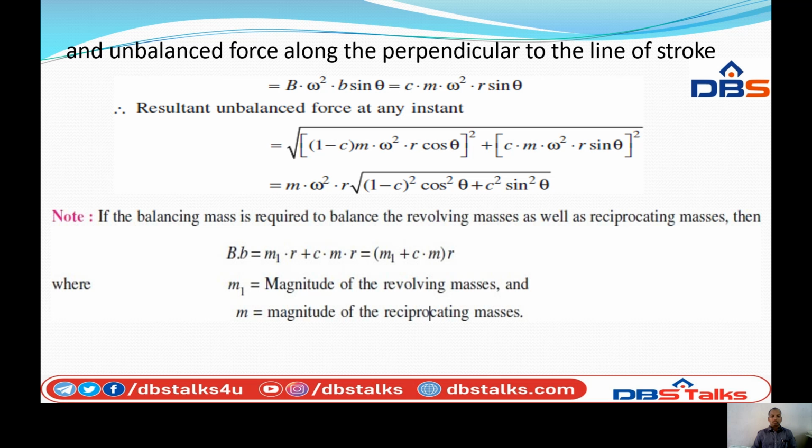If the balancing mass is required, then for the revolving masses as well as the reciprocating masses, capital B, the mass of the balanced mass, into small b, the radius of rotation of the balanced mass, is equal to m1 plus c m into r, where m1 is the magnitude of the revolving masses and small m is the magnitude of the reciprocating masses. This is the final result we received in the last class.